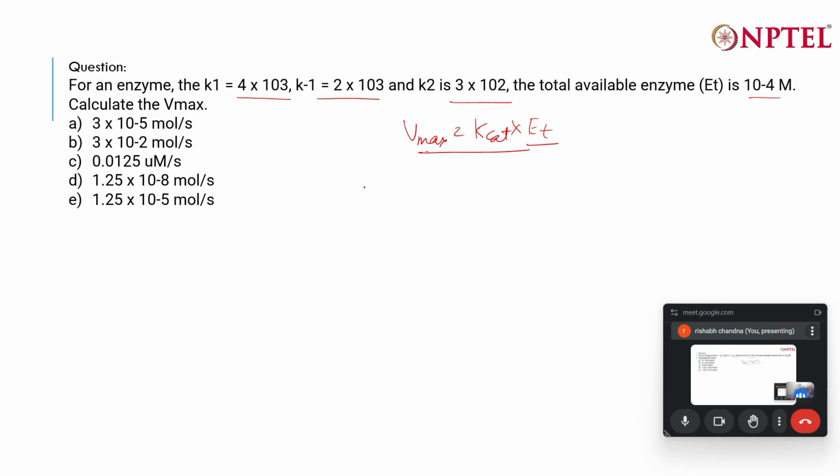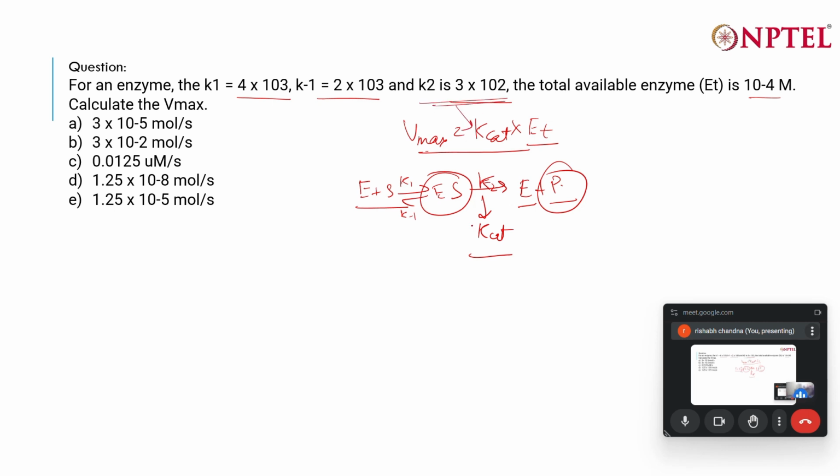And in a general enzyme substrate reaction that we see in steady state, the enzyme and substrate form an enzyme substrate complex, which further converts to enzyme and product. So this is K1, this is K minus 1, and this is K2. K2 is actually referred to as kcat, the rate constant for the formation of product. So here K2 is actually kcat. So we can calculate Vmax now directly.